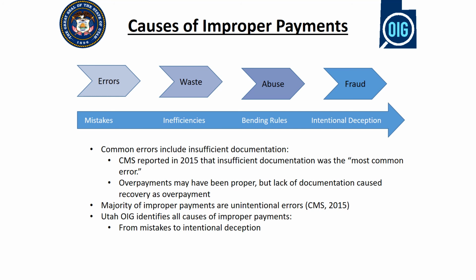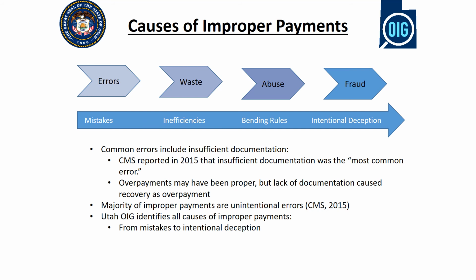A large portion of the work the OIG does relates to common errors. When we notice these errors, we work with providers to solve them and help ensure that similar errors are not being made by similar peer groups within the Medicaid program.